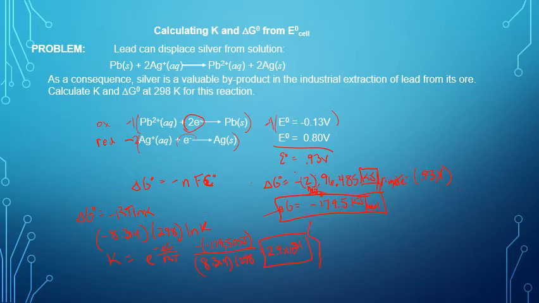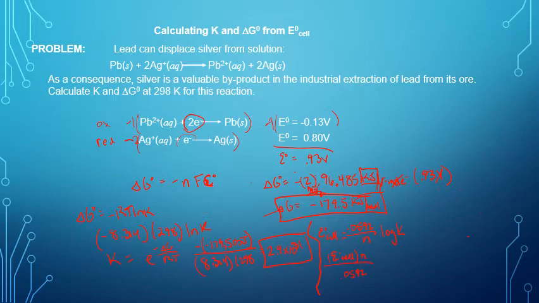I could also get the same answer using the equation that we had, 0.0592 over n times the log of K equals the Ecell for the particular reaction. So if I do this now, I could take the Ecell, multiply it by the value for n, divide it by the 0.0592.